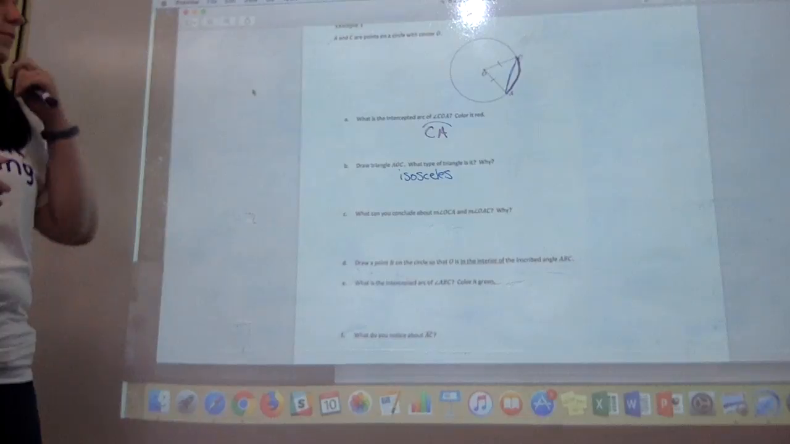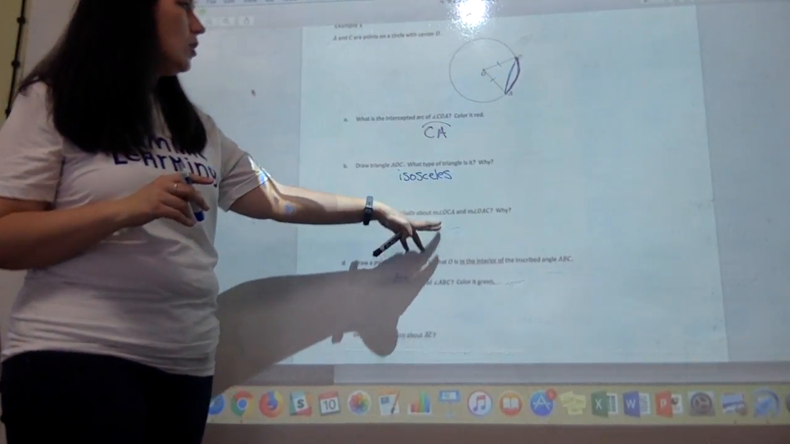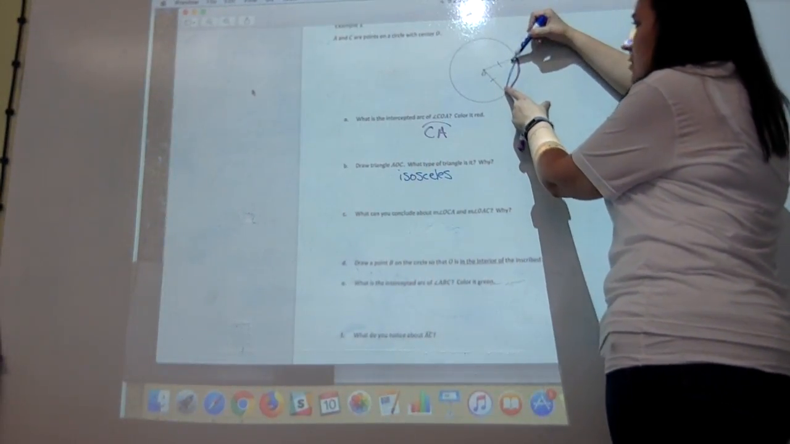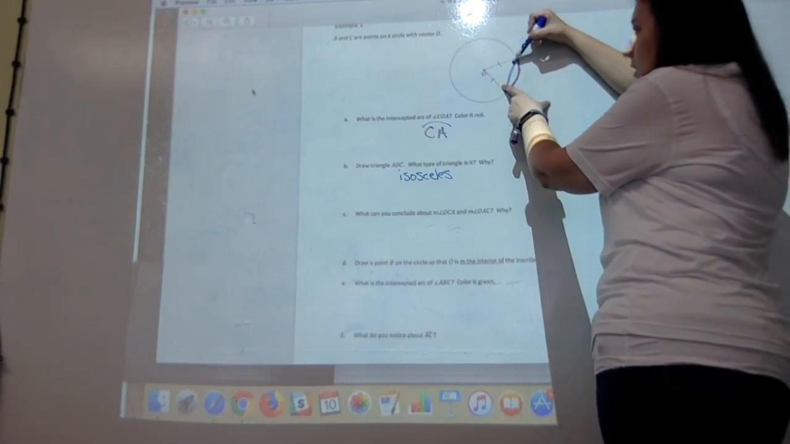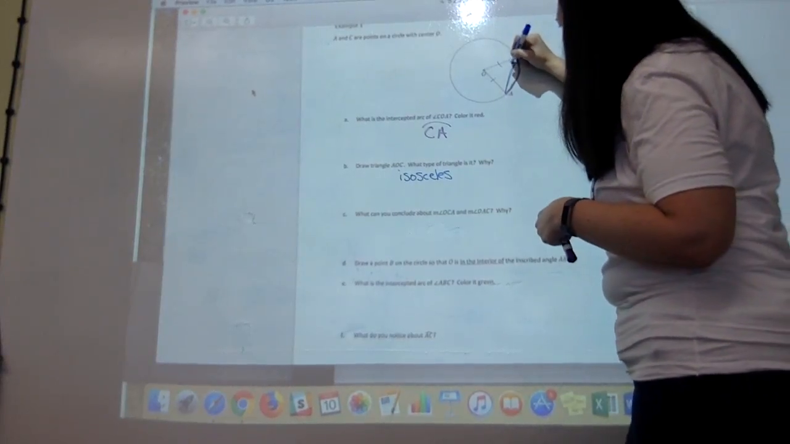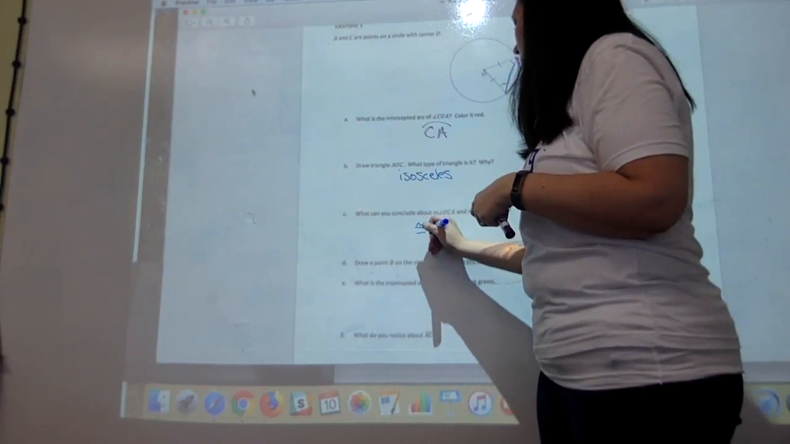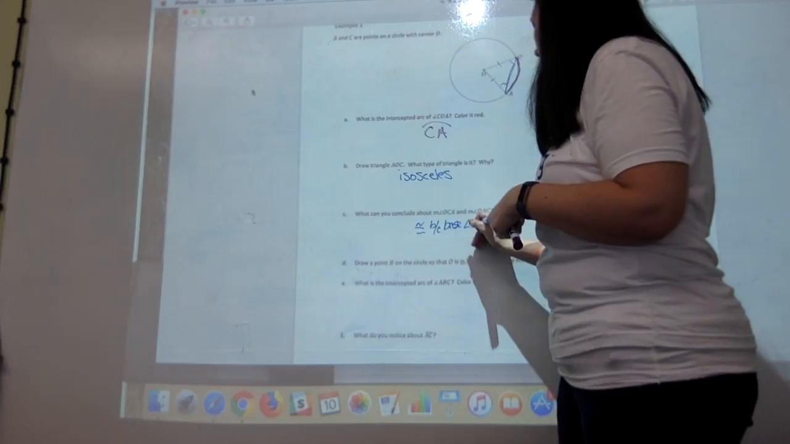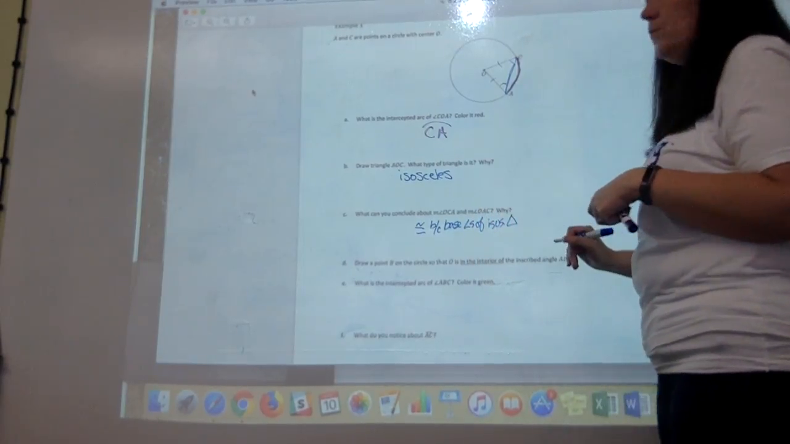So then what do we know about the measures of angle OCA and OAC? So these two angles. Oh, they're the same? They're the same because they're the base angles of an isosceles triangle. So they're congruent because they're the base angles of an isosceles triangle.